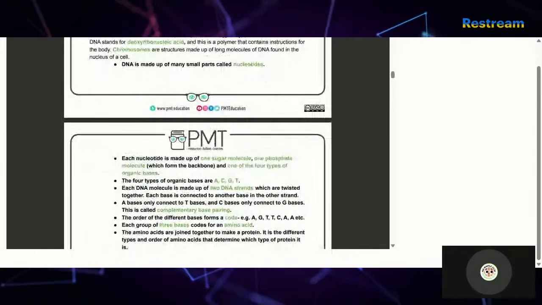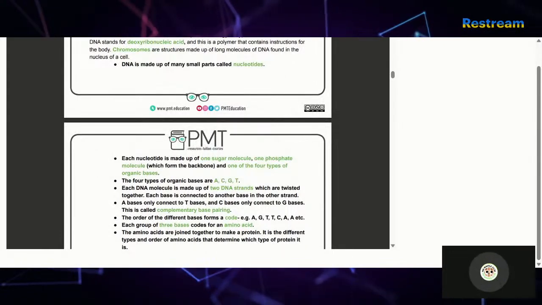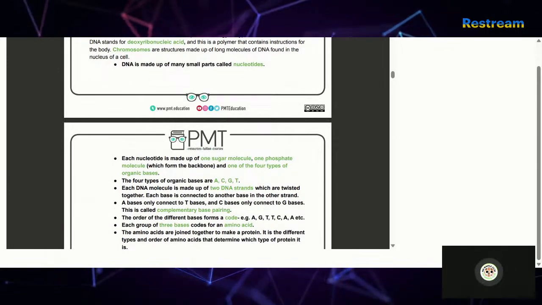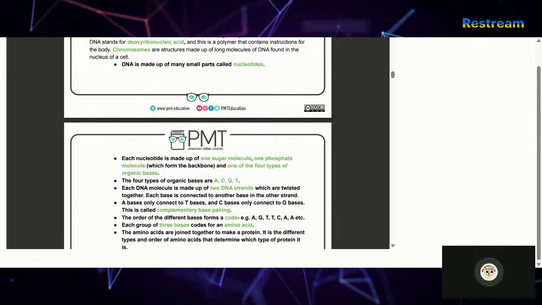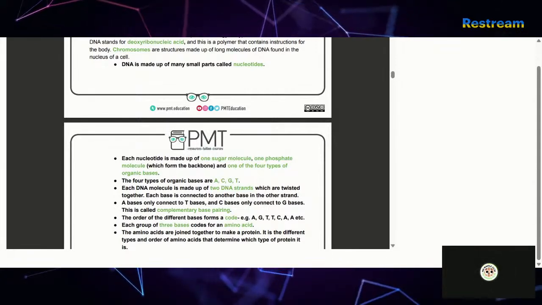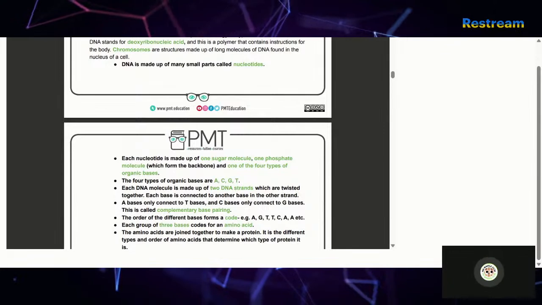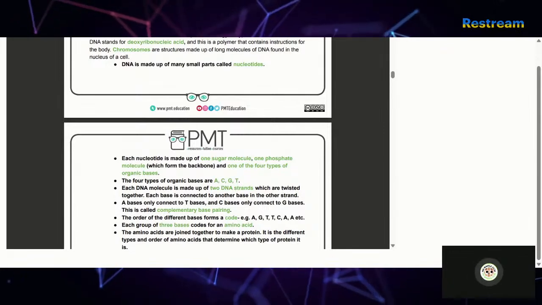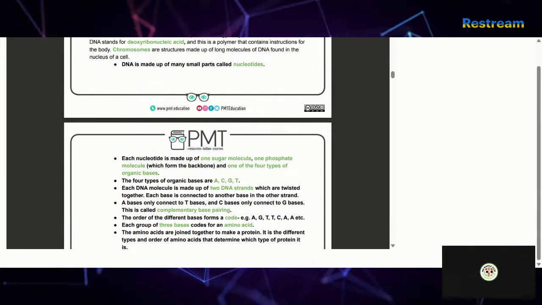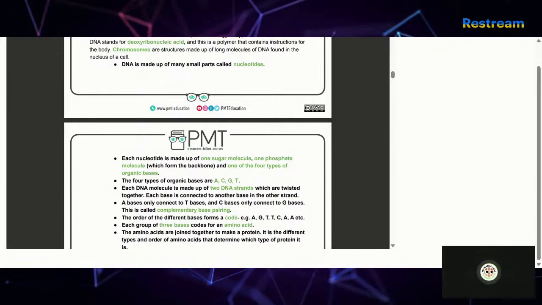So one sugar, one phosphate, and one base. The sugar and phosphate molecules act as the backbone to the DNA strands. So the sugar and phosphate molecules alternate, and one of the four different bases joins to each sugar. Now, each base links to an opposite base. So A's always link to T's, and C's always link to G's. This is called complementary base pairing. So therefore, it's the order of bases in a gene that decides the order of amino acids in a protein.